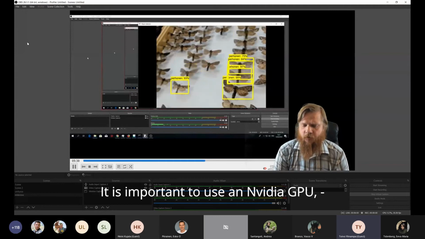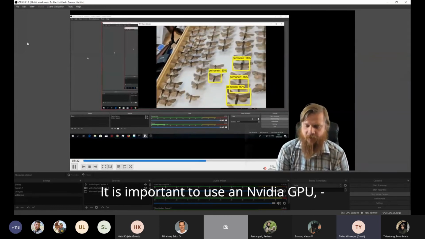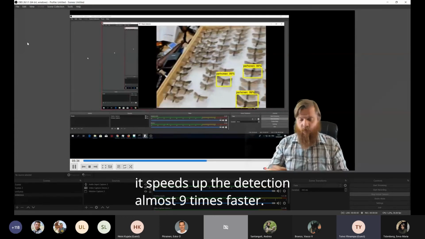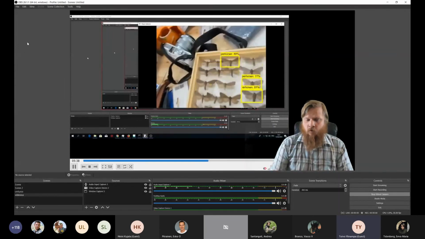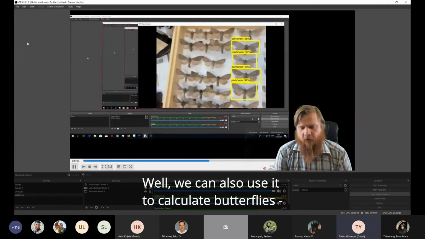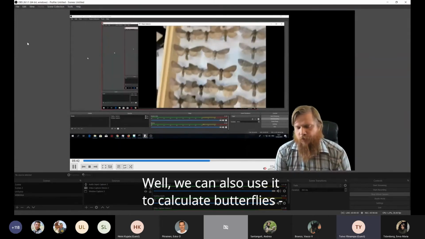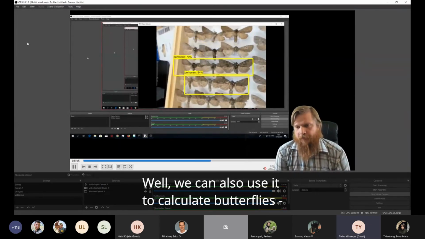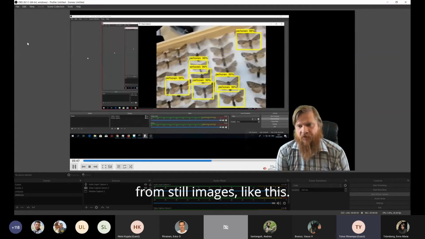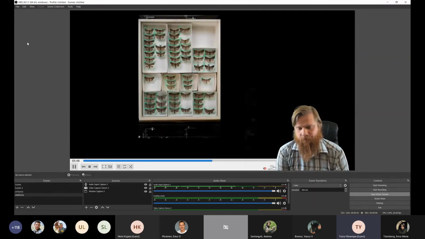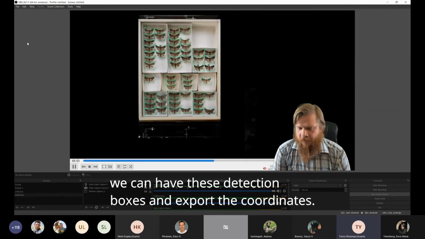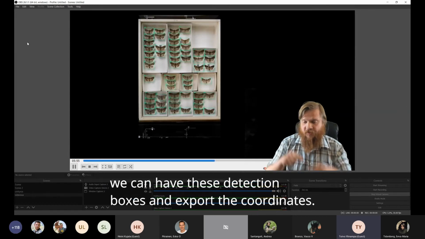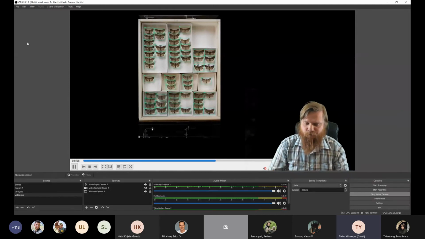It is important to use an NVIDIA CUDA GPU. It speeds up the detection almost 9 times faster. Well, we can also use it to count butterflies from still images, like here. So, with the TensorFlow object detector, we can have these detection boxes and export the coordinates.